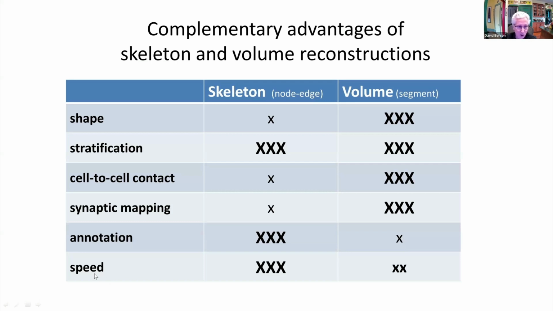And then as far as speed is concerned, skeletons are going to be much, much faster to generate, but it's getting a lot faster now with the volumes. We're just clicking these chunks of neuron together as we go. So it's a lot faster than it used to be.